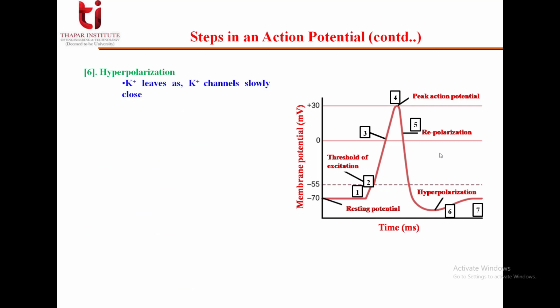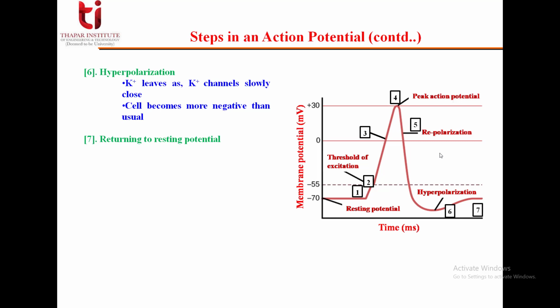As we have seen, potassium is leaving the cell, and slowly the potassium channels close. The cell becomes more negative than it was at rest. That point is hyperpolarization, meaning the cell is now more negative than even minus 70 millivolts. That state is hyperpolarization. And to remove this hyperpolarization, we use sodium potassium pumps. We will discuss this in a little more detail in the next slide.